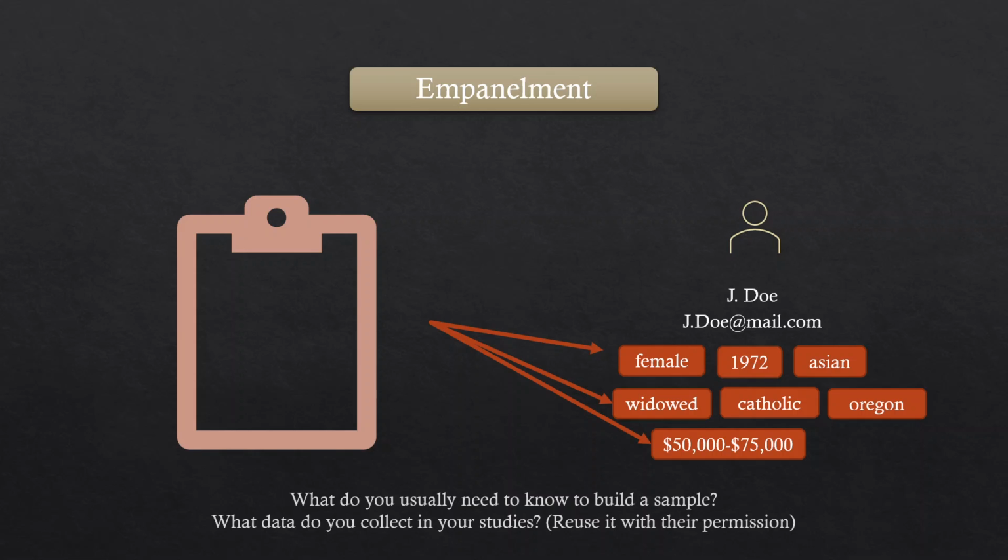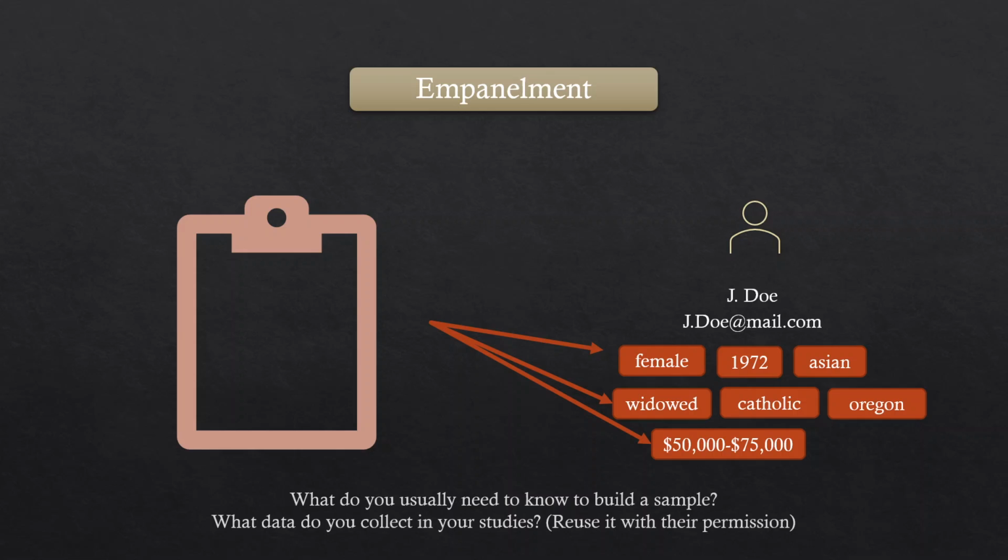So when you're doing your empanelment, you'll create these attributes, as we call them, in your subject management system. That's next to Jane Doe or John Doe, and jdoe@mail.com. We know this is a female who was born in 1972, who answered Asian, answered widowed, answered Catholic, lives in Oregon, who makes $50,000 to $75,000 a year.